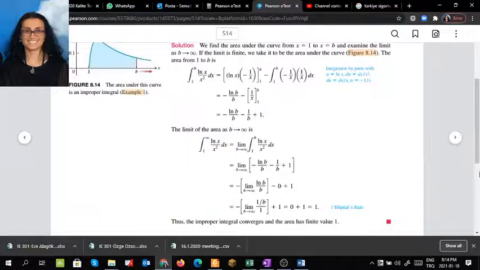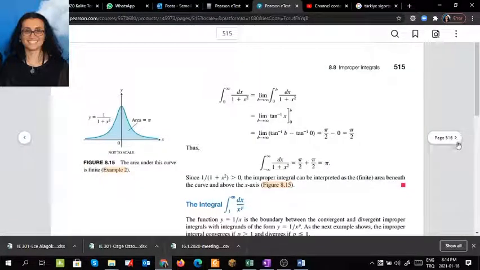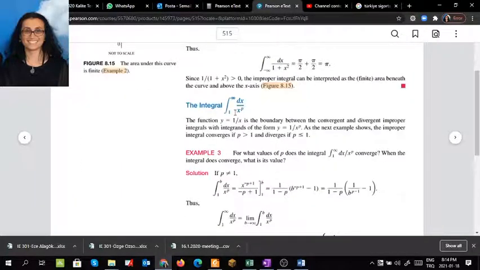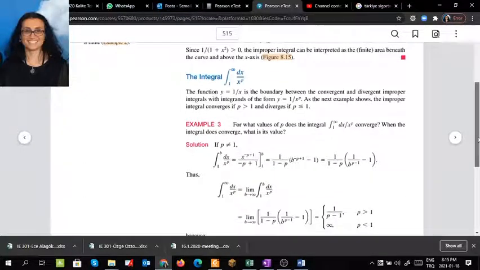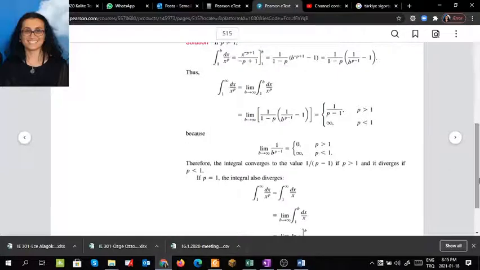Let's continue. There are some examples here, but I'm going to skip those examples. This is a very well-known example, which is the integral from 1 to infinity of dx over x to the p. It is very standard, and we are going to use it when we compare integrals with this to determine convergence.